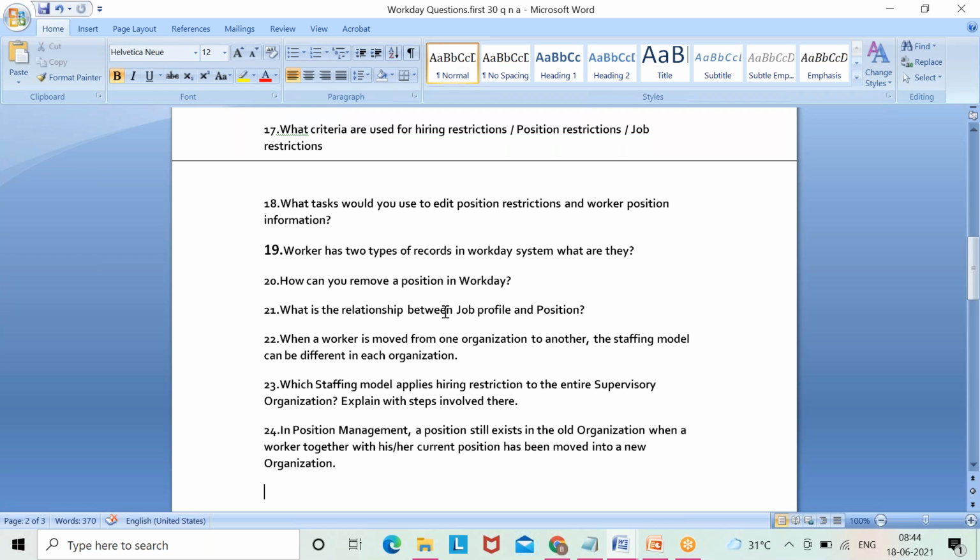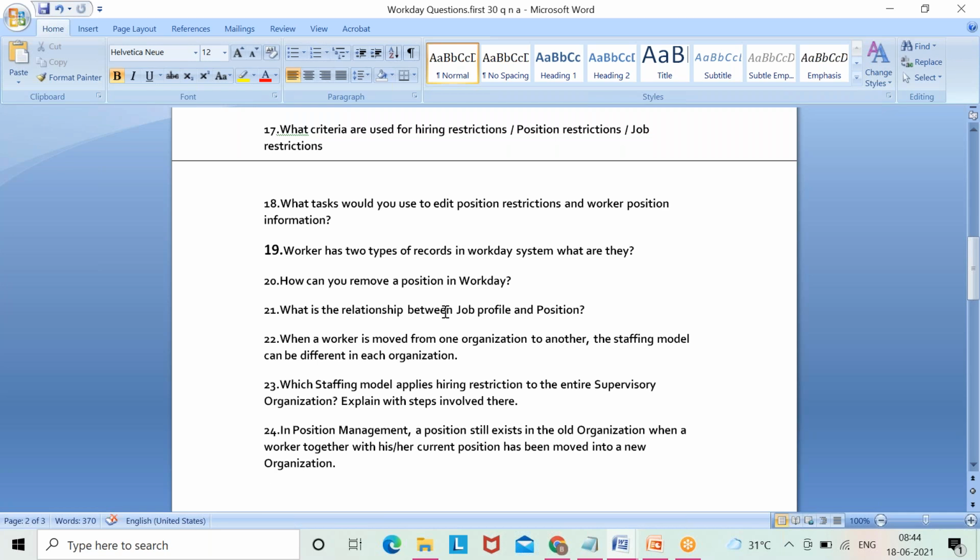Hiring restrictions, edit hiring restrictions. Okay, these are the two. Edit hiring restrictions will let you set the restrictions, and edit hiring restrictions lets you edit them at any given time.